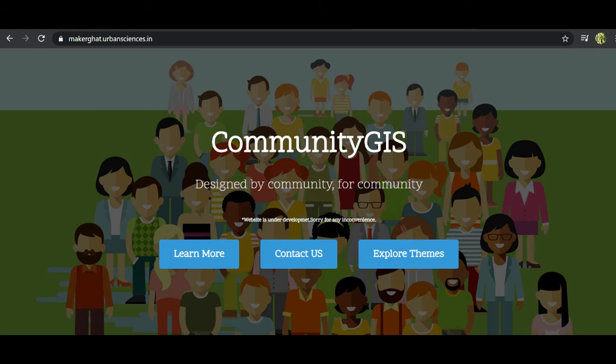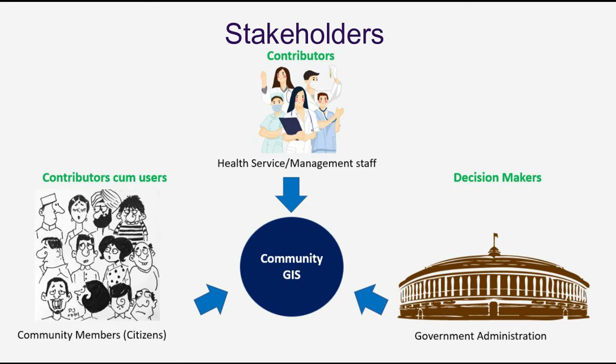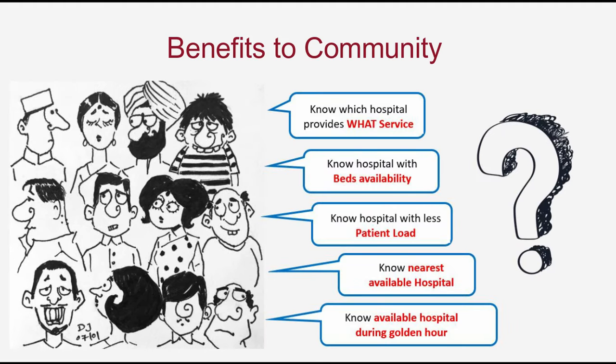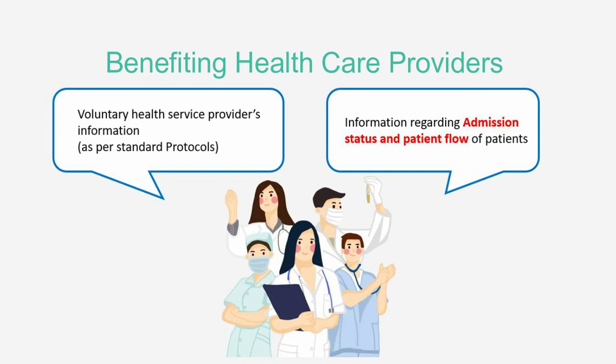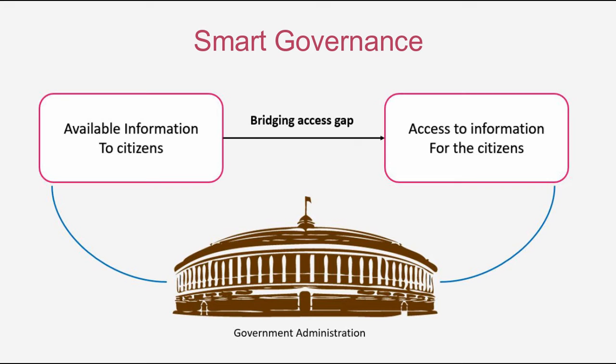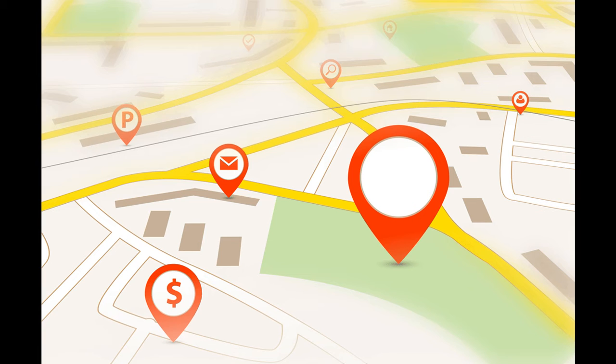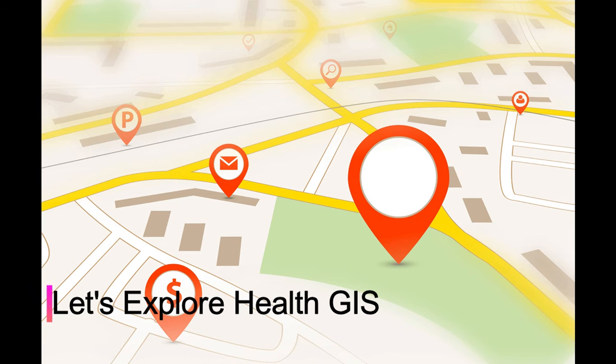Welcome to the Health GIS interface, which is part of our Community GIS project. The platform intends to gather real-time information from various stakeholders of health service providers and community across the geography or cities. The information is provided by various health management staffs of respective health centers, and users from the community or city administration can view and take decisions accordingly. Let's take a tour and understand more.